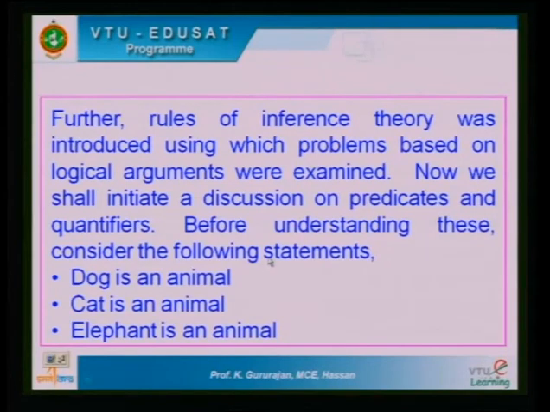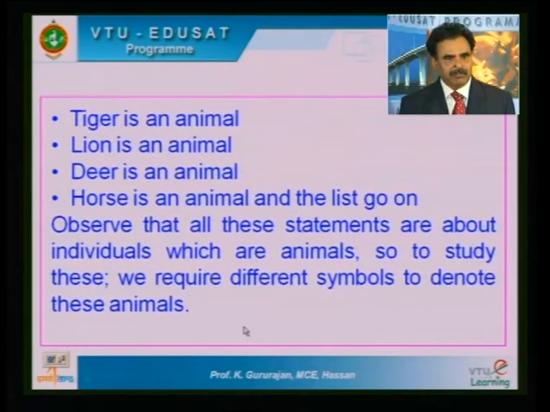Now, to introduce predicate calculus, we shall consider the following examples. Look at these statements. The dog is an animal. Cat is an animal. Elephant is an animal. So all the three belong to the category of animals. I can introduce a few more: tiger is an animal, lion is an animal, deer is an animal, horse is an animal, and the list goes on, because there are infinitely many animals present in the universe, just like us.